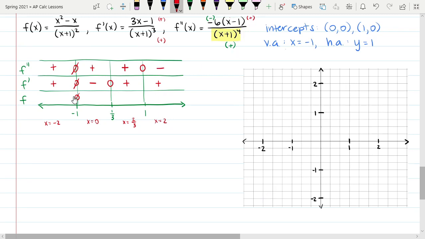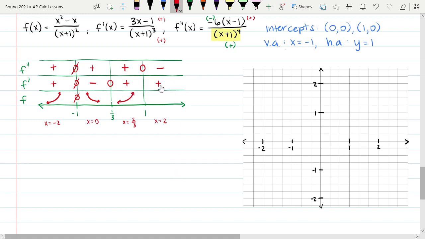Okay, so now we can get the shapes here. F prime is positive, so we are increasing. F double prime is positive, we are concave up. So increasing and concave up is going to look like that. Now for negative 1 to 1/3, f prime is negative, decreasing, and concave up. So it's going to look something like that. And then x from 1/3 to 1, we are increasing and concave up.